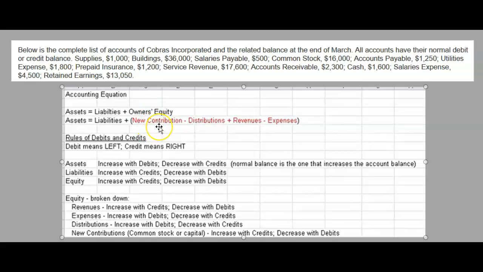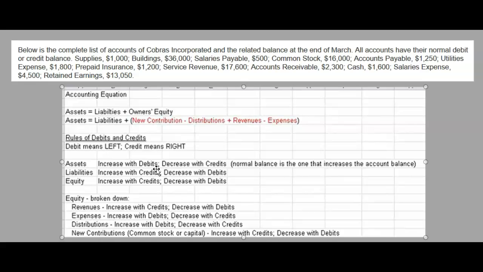Okay, so the equity portion would be expanded to say it increases with new contributions, it decreases with distributions. That would either be a withdrawal or drawing for a sole proprietorship or partnership, or a dividend for a case where the equity is in the form of a corporation. Okay, and then it increases with revenues and decreases with expenses. So you can see revenues and expenses, the income statement items, are related to the equity portion of the accounting equation.